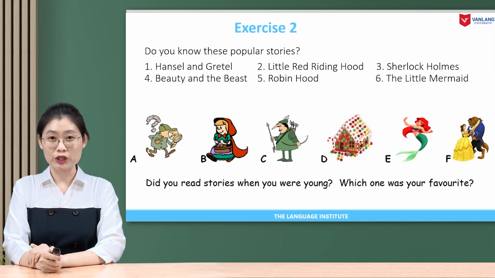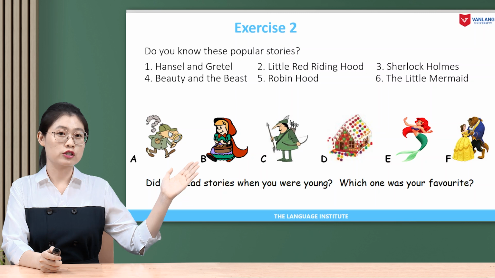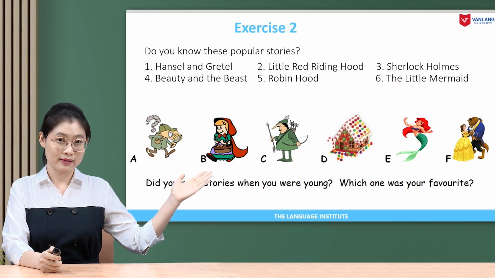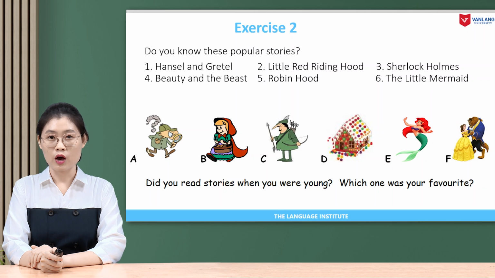Now let's do something more challenging. Is it okay? Please look at the pictures and the stories from number 1 to number 6. Do you know these popular stories from number 1 to number 6? Alright, so let's practice simple past by answering these questions. Did you read stories when you were young? Which one was your favorite? You can pause the video for 3 minutes to do this activity, and then you can check possible answers in the next slide.